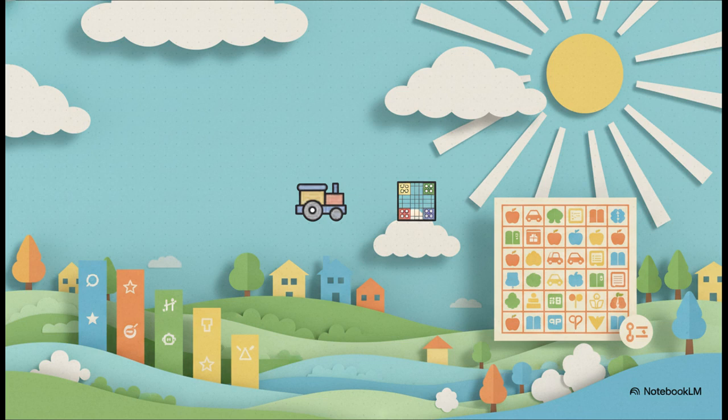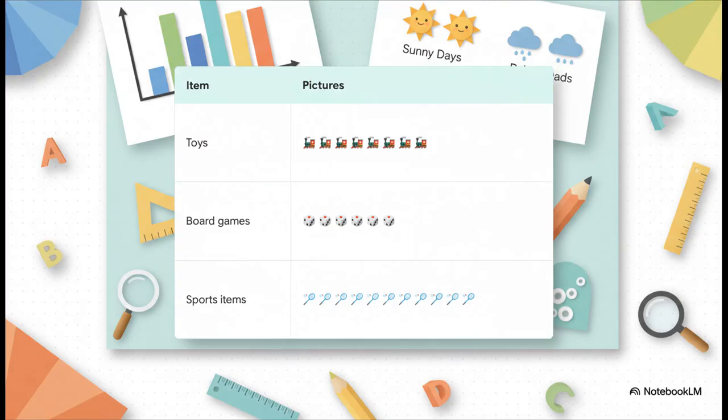He said, Uncle, let's just make 1 picture of a train mean 5 trains, and 1 picture of a board game will mean 5 board games. It's like a special offer for drawing, a draw 1, get 5 deal. And look, see how clean and easy this becomes? To find out the total number of toys, we just count the pictures.